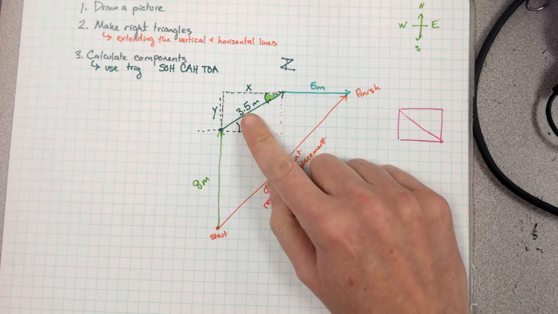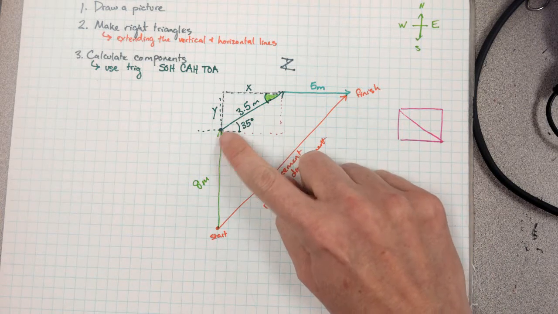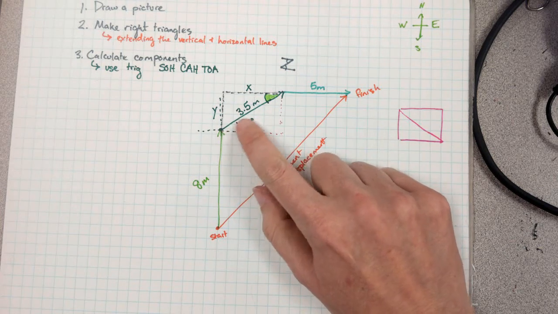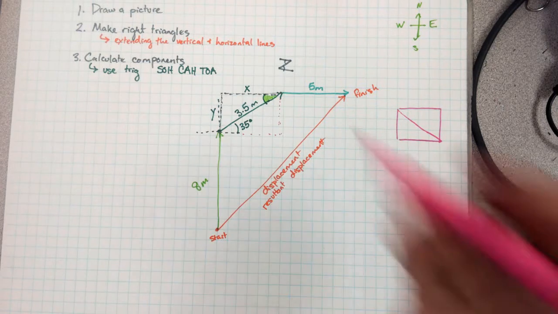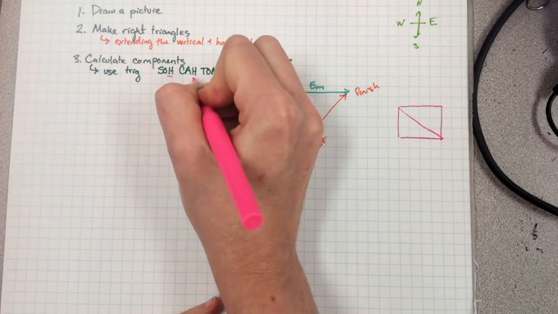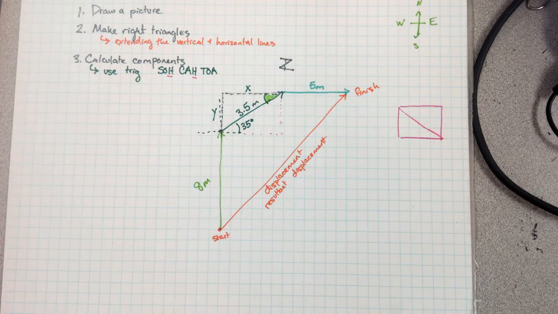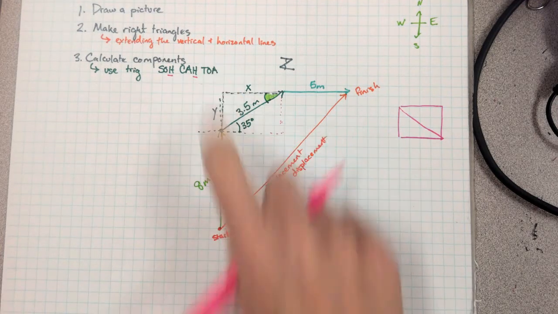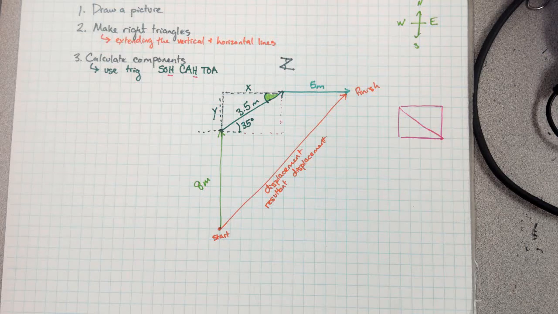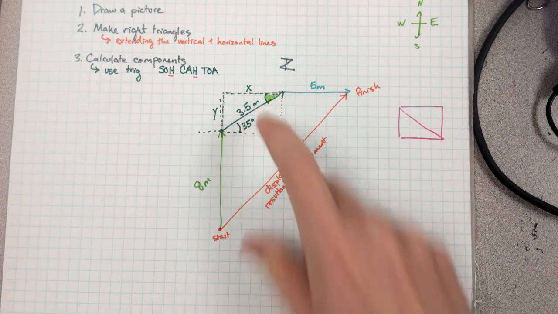Now I just said we have the hypotenuse, right? This is the hypotenuse of our small right triangle. So that means we're going to be using sine and cosine. We won't use tangent because we don't have the opposite or the adjacent side. We just have the hypotenuse and an angle.